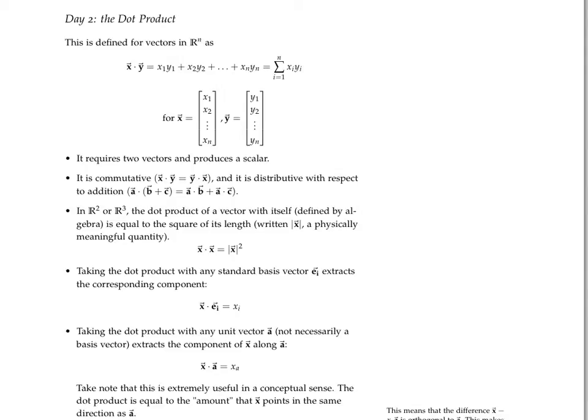If we have two vectors, x and y, and remember that x and y are written out component by component, just like they are down here. So what we're looking at here is that the dot product is defined as the sum of the products of the components. So we have the first component of x times the first component of y plus the second component of x times the second component of vector y plus the third component of vector x times the third component of vector y all the way down to the nth components multiplied together.